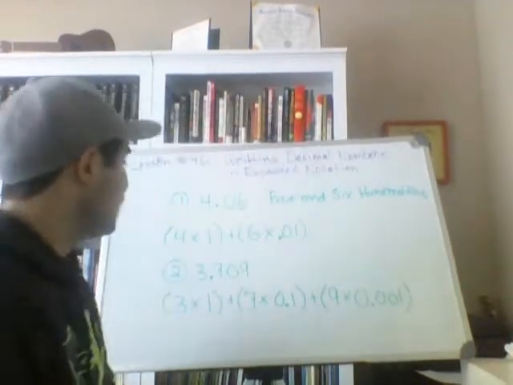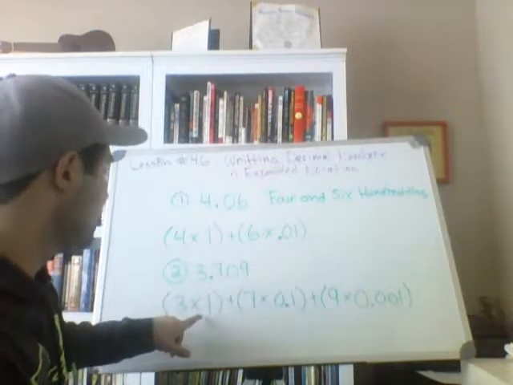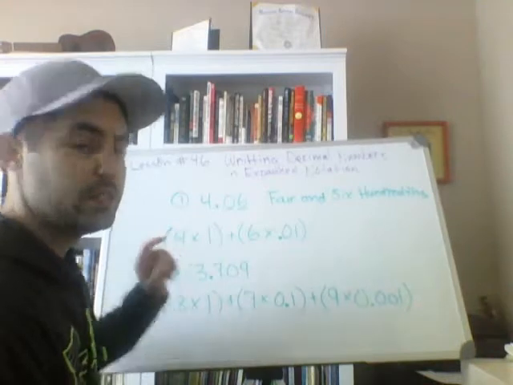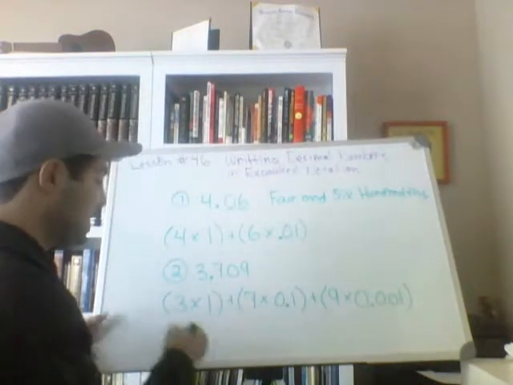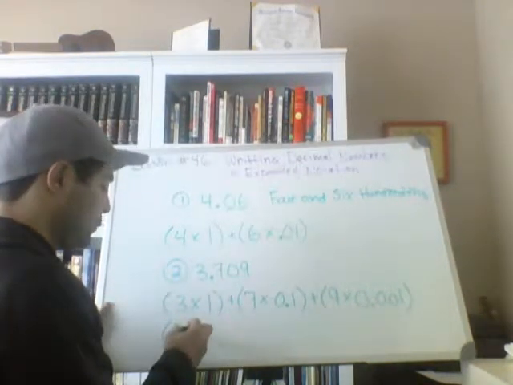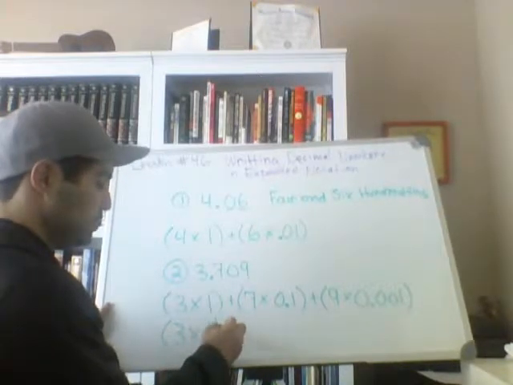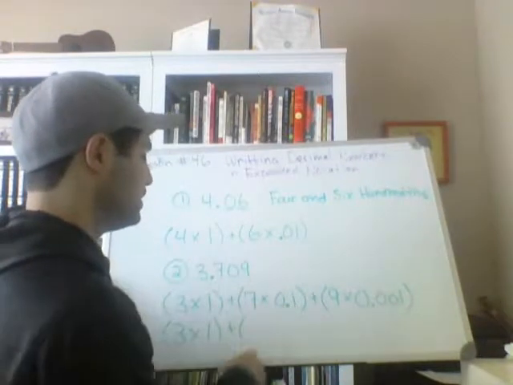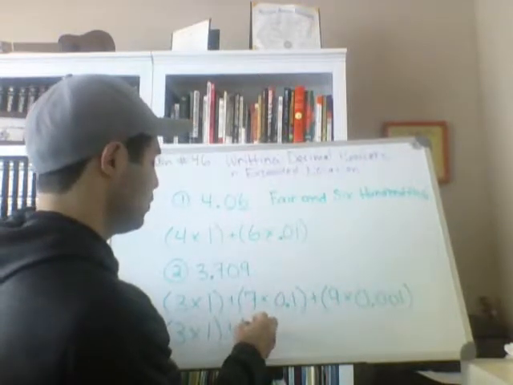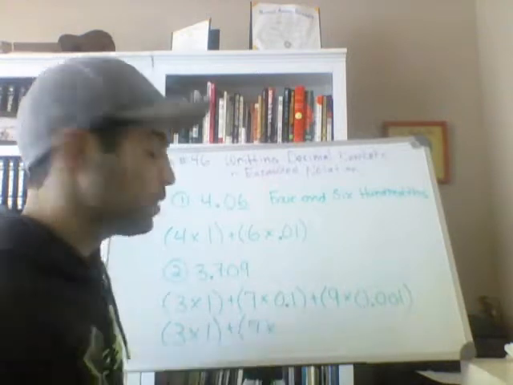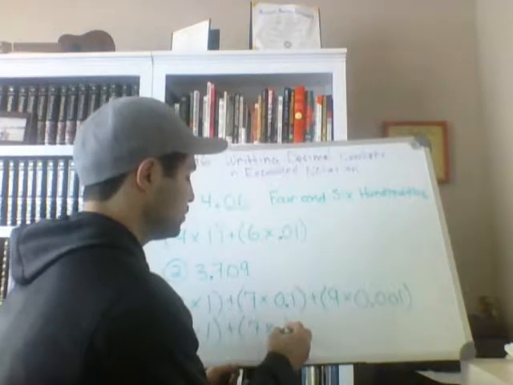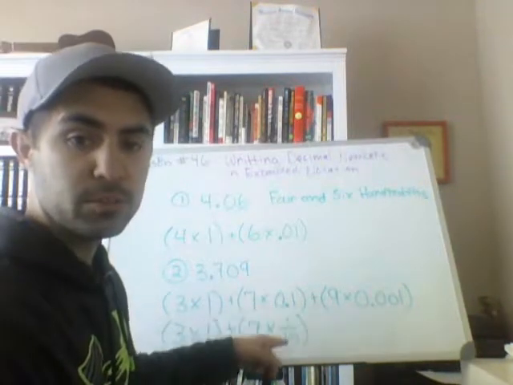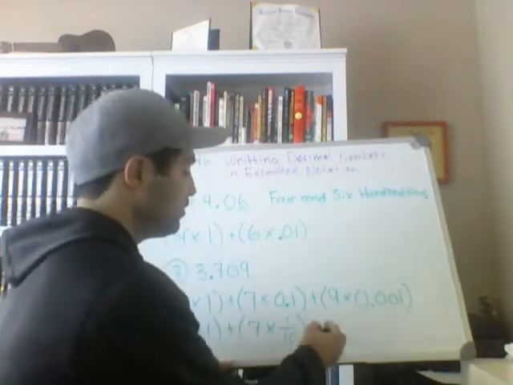Alright, another way to write the expanded notation is you could change these decimals to fractions. So let's rewrite this using fractions. Alright, the first one would stay the same. 3 times 1. That's the first term no matter what. Now we're going to take this term, 7 times 0.1, and instead of writing 0.1 as a decimal, we're going to write it as a fraction. So that would be 1/10. So you got to know how to convert decimals to fractions, which we've been over.